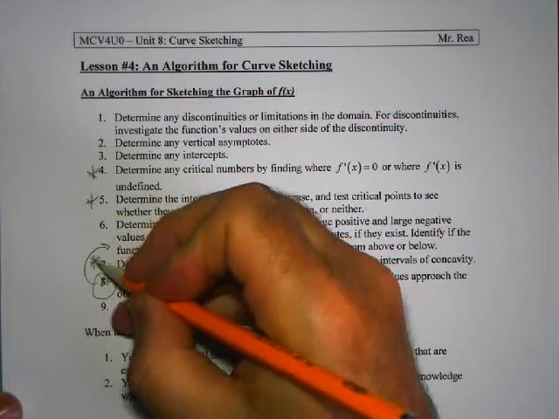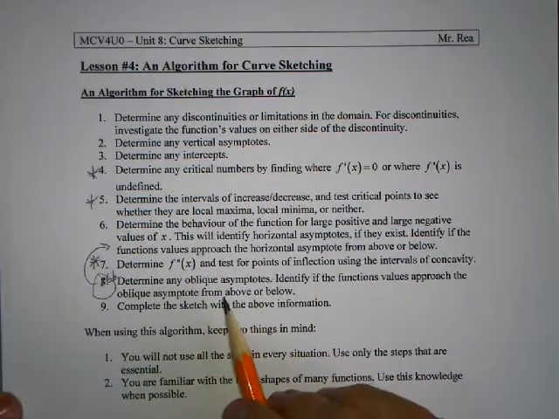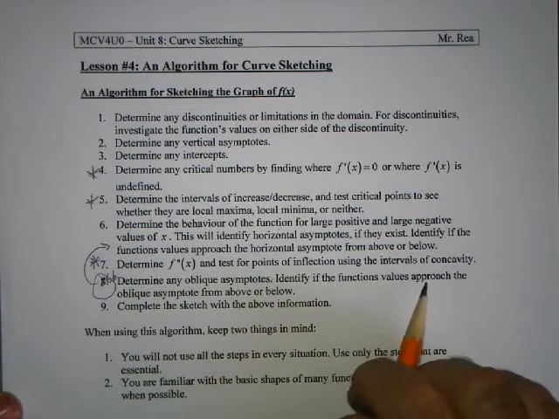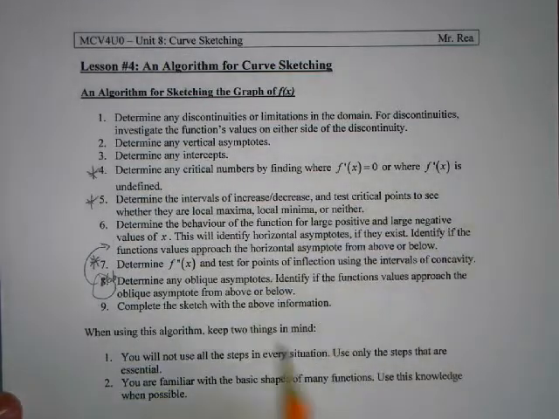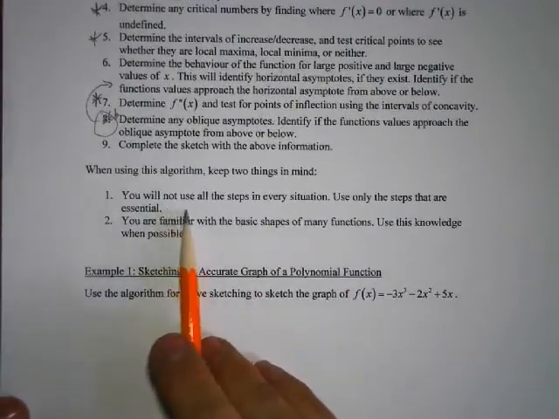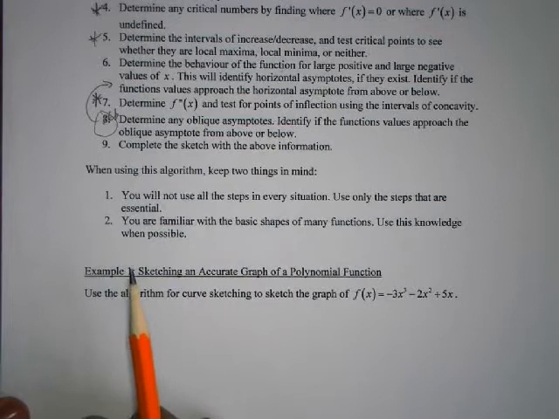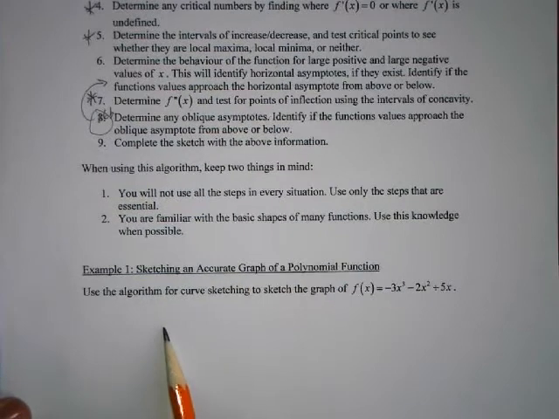And then number 7 is basically last lesson. Determine the second derivative and test for points of inflection using the intervals of concavity. Once you've done that, you've gathered a whole ton of information and you complete the sketch. A quick note here: you will not use all the steps in every situation. Use only the steps that are essential. You're familiar with the basic shapes of many functions, so a lot of knowledge from advanced functions will come through in this. Use this when you can.